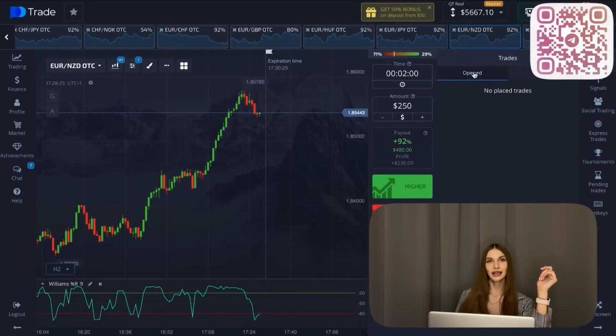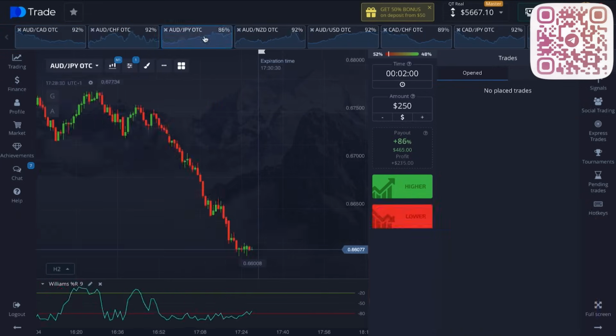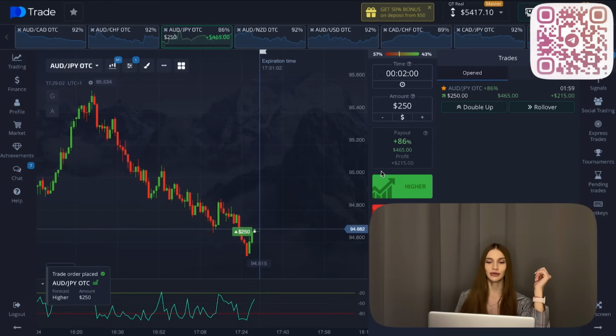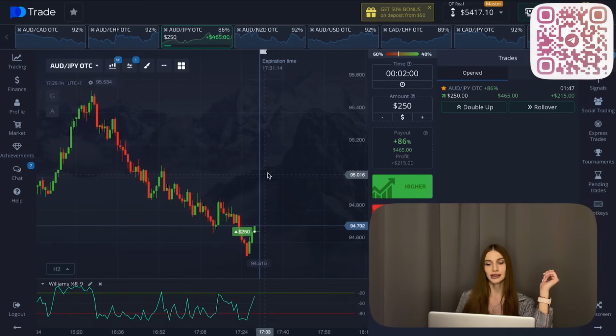Well, let's go on. In this case, I see an excellent opportunity to make a call option. We see that the Williams Percent Range indicator was in the oversold zone, after which the indicator line crossed the -50 level from bottom to top. This is a buy signal, so I have made a call option here and now. I'm waiting for its completion.